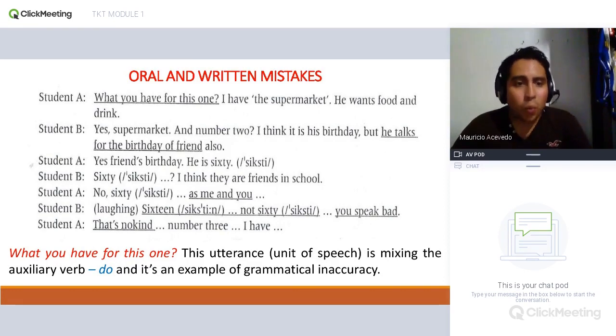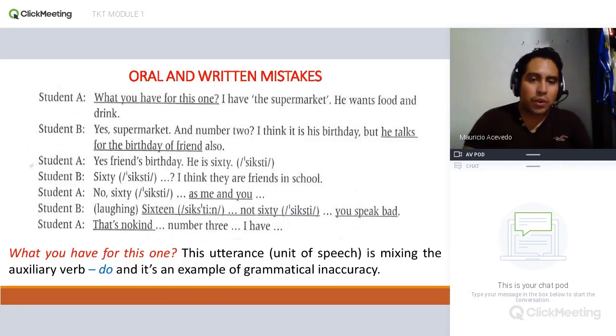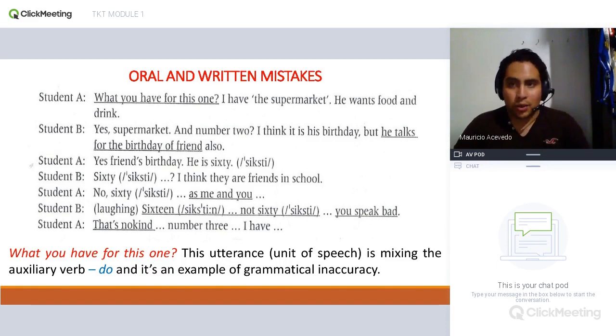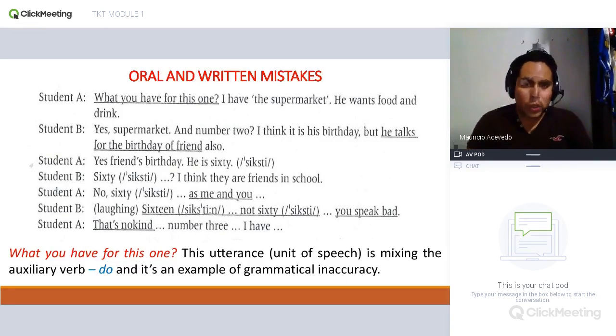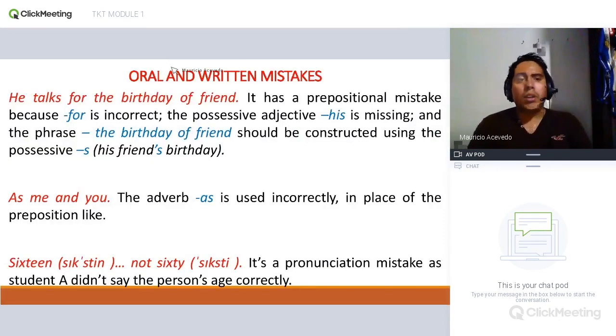"What you have for this one?" The utterance, remember, whenever we see this word, utterance means the unit of speech, the word, the sentence itself, is mixed up, and it's an example of grammatical inaccuracy. For example, "What do you have for this one?" So it is a grammar mistake. It's inaccuracy.